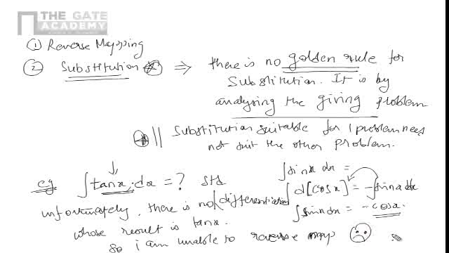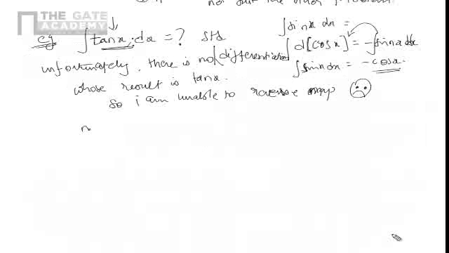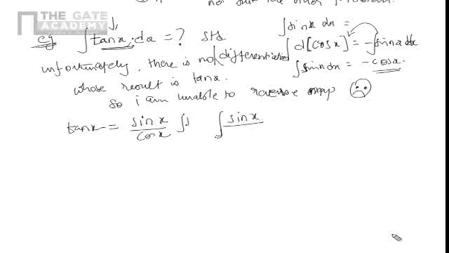I am unable to reverse map it. What to do now? Now, let us find a way out. Tan x can be written as sin x by cos x. Correct? Okay, now let us take this. Integration of tan x dx is nothing but integration of sin x by cos x dx.